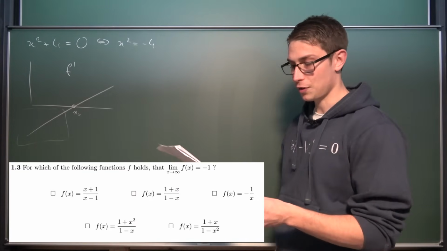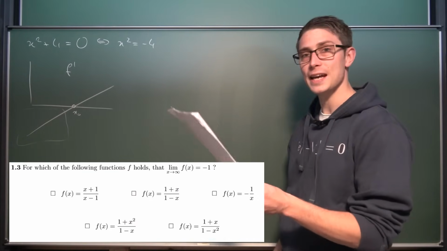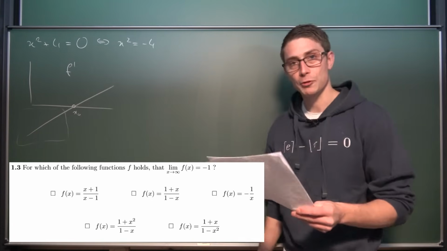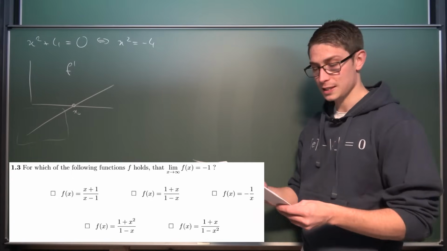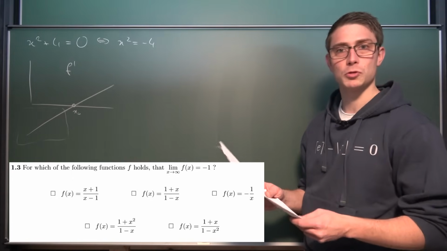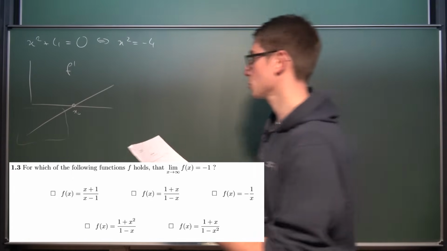For which of the following functions f does it hold that the limit as x goes to infinity of the function is equal to -1? Now we got several options here and we can just go through all of those one by one. Here's the main procedure that you would go through.